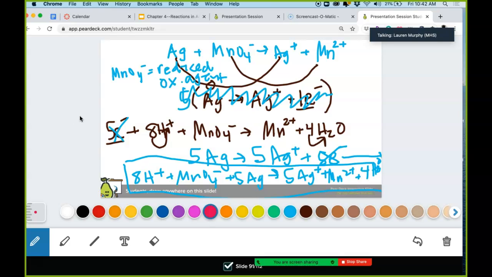That means the silver, look at the silver, it lost electrons. So the silver is oxidized and it's called the reducing agent. It loses its electrons to give it to permanganate. They transfer their electrons.